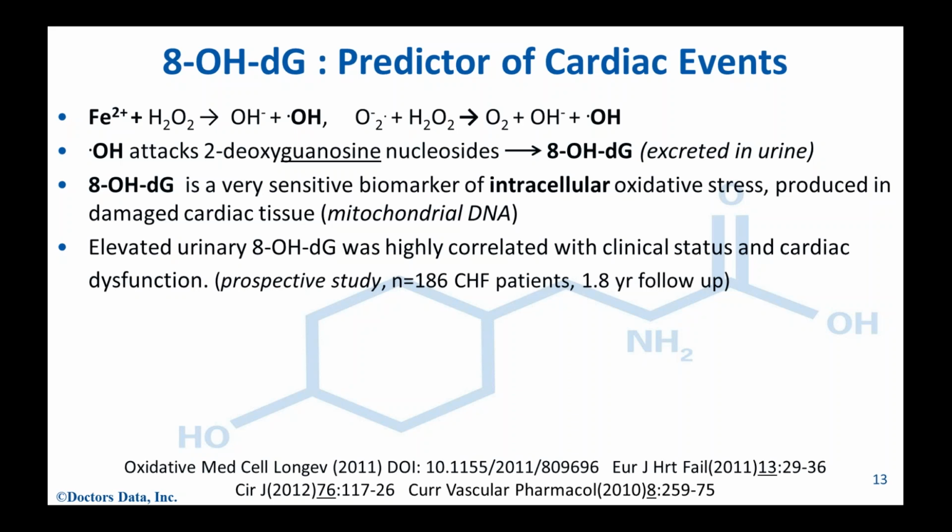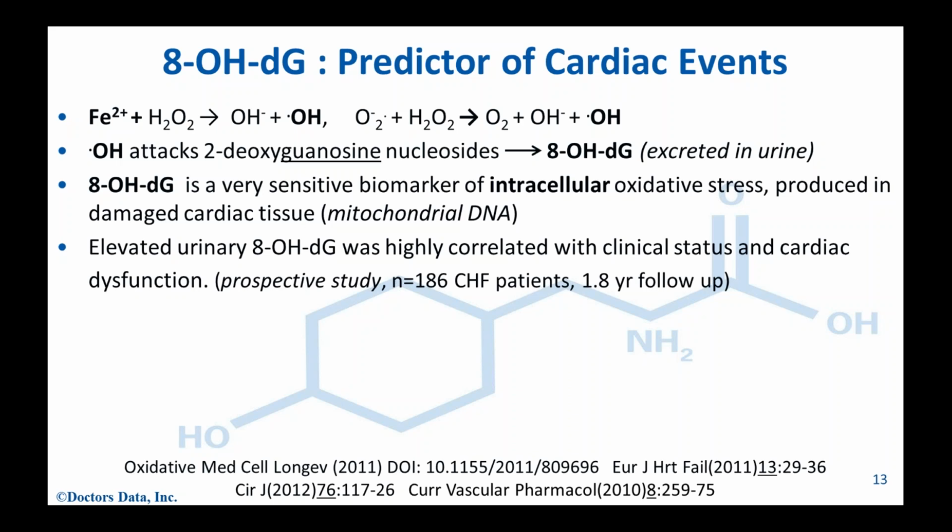So the hydroxyl radical attacks and oxidizes the guanosine residue of the 2-deoxyguanosine, and as a result we get production of 8-hydroxy-DG, which is excreted in the urine. It's excreted in the urine because we have endonuclease enzymes that cleave the oxidized guanosine, and that's why we end up seeing it in the urine. Now, 8-hydroxy-DG is a very sensitive biomarker of intracellular oxidative stress, and in this case produced in damaged cardiac tissue, that is the mitochondrial DNA. An elevated urinary 8-hydroxy-DG has been highly correlated with clinical status and cardiac dysfunction.